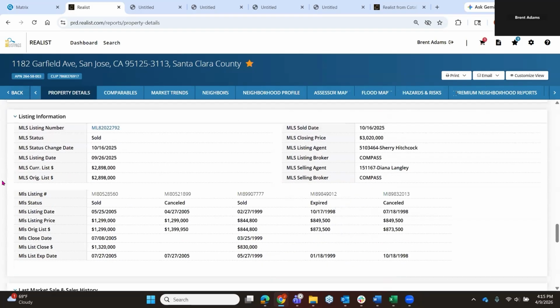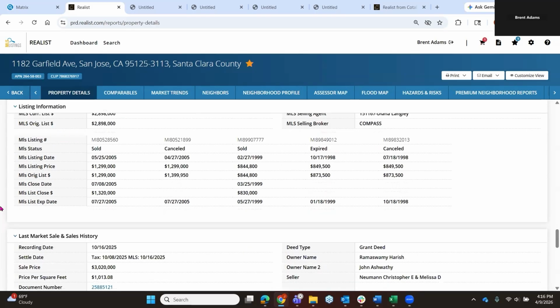You then get, of course, all the listing information that I showed you earlier within Matrix. So here are those 6 listings that we showed you. Again, another opportunity to link back into Matrix, but you're getting an idea what this property sold for, what it was listed for, how long it was on the market too. So again, with your own eyes, you can see how fast the market's moving just by looking at this property in and of itself.